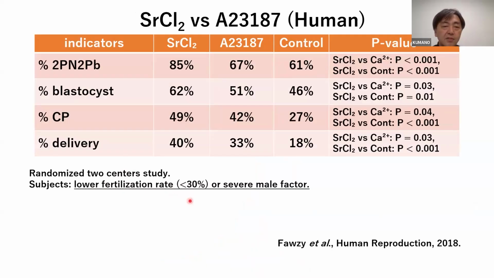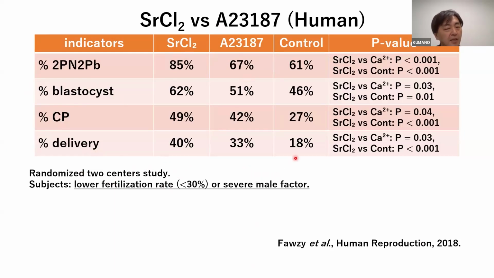Here, as a clinical embryologist, it's very necessary to know which is better to artificially activate a human oocyte: strontium or A23187. For the trial reported in Human Reproduction in 2018, in all of the parameters, namely percent of 2PN2PB, birth duration, clinical pregnancy rate, and delivery rate, strontium was better than A23187.